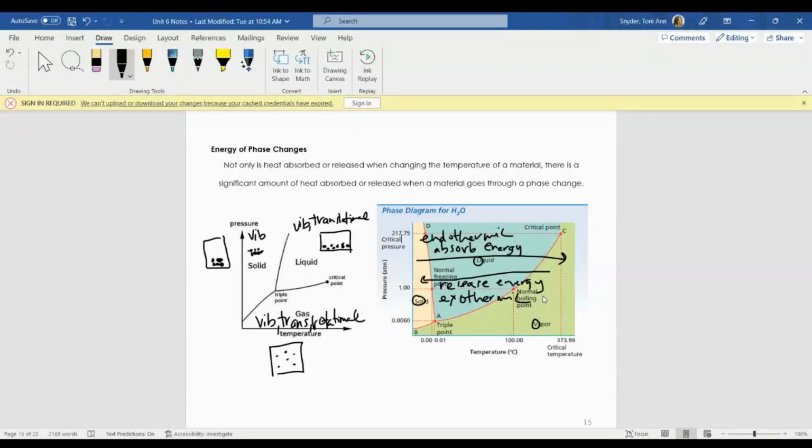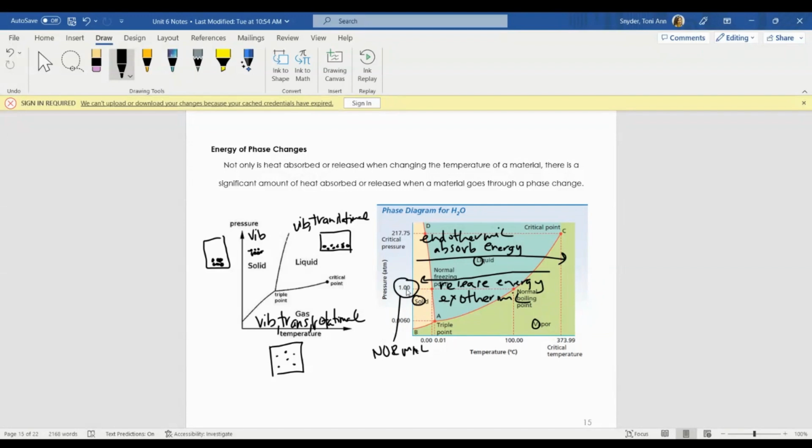Something to keep in mind is that on here, you'll see that there's a pressure of 1 atmosphere. This is what we call the normal pressure, and normal is just standard temperature or standard pressure. So at 1 atmosphere, we consider the normal boiling point or melting point, and that's because that is at 1 atmosphere.